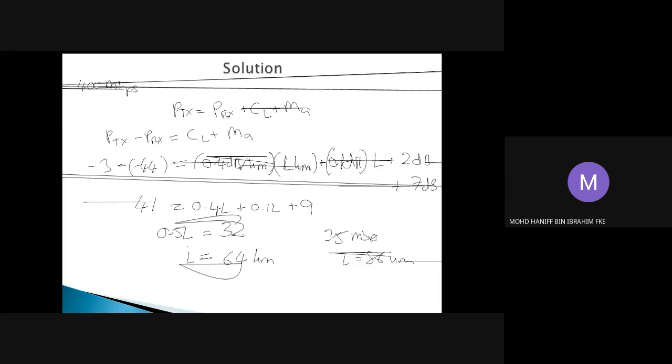So basically, this is related to the receive power value, the sensitivity of the receiver, that will actually influence the length or distance. Okay then. Hopefully you understand this concept on the calculation of the length or the distance.